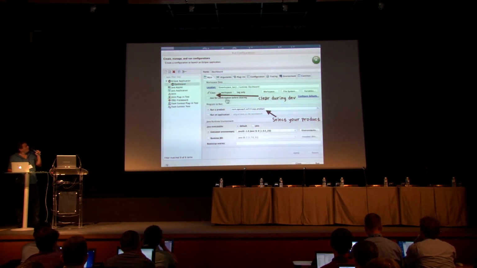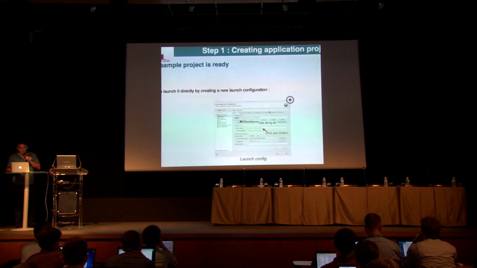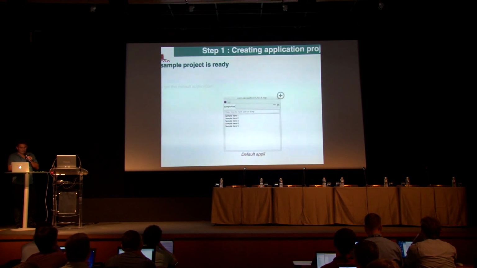When you develop with E4, you must always click on this box, clear, for the development test, so as to start with always a new runtime workspace, to be sure that everything is clean, because when you relaunch your application, some information is stored in the runtime workspace, and sometimes you cannot see your modifications. So I always select this box. And of course, you will select the product that has been created in your project, and that's it. You will get this application.